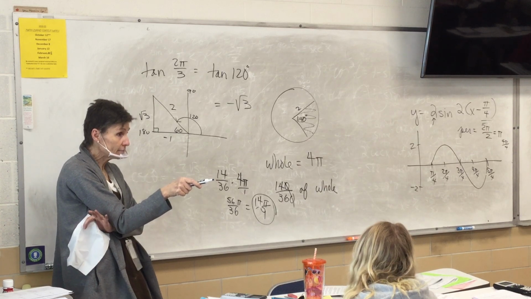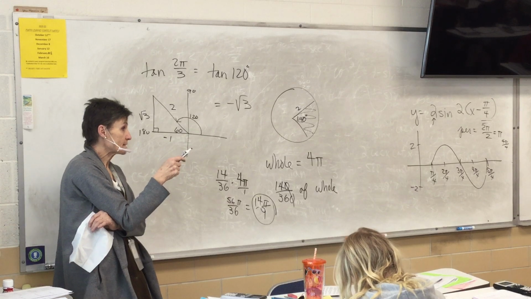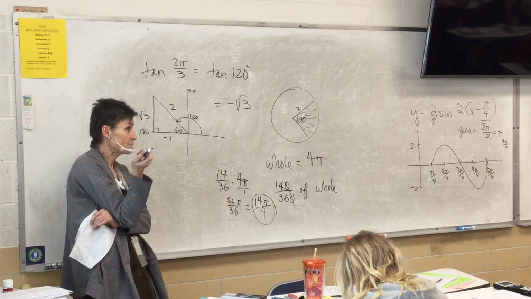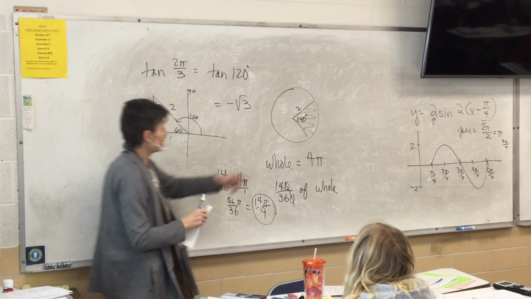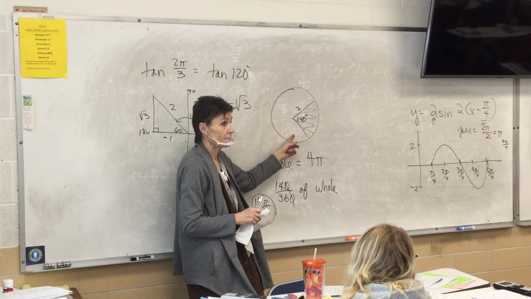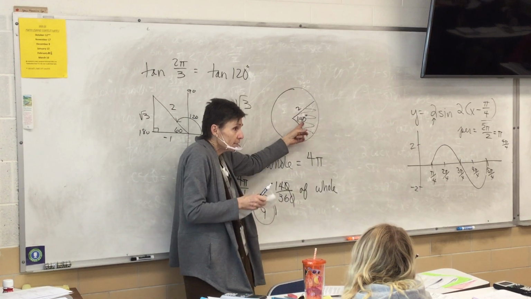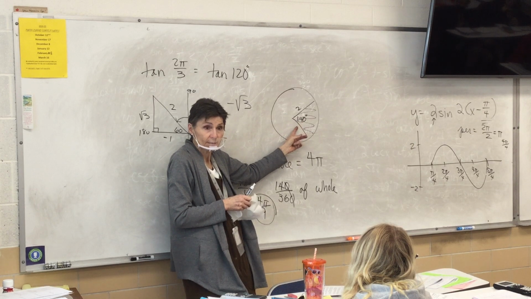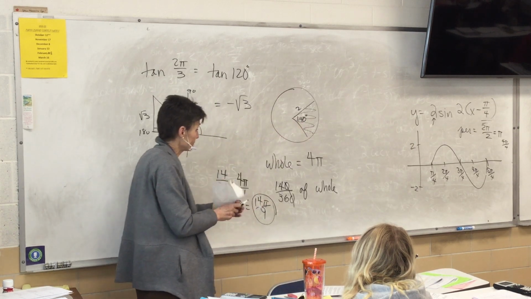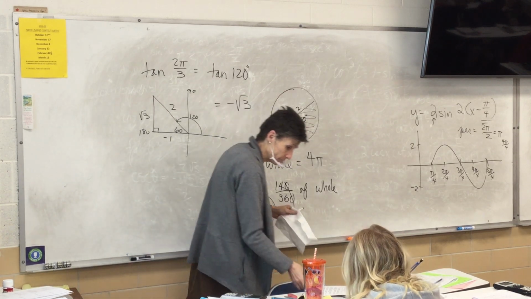Binary the whole thing, and then just take whatever fractional piece of it you want, which in our case was 140/360. If that angle was 100, it'd be 100/360. All right.